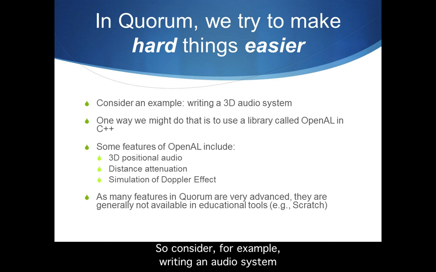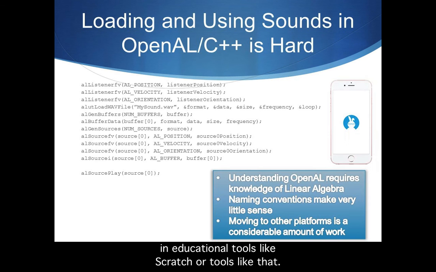So consider, for example, writing an audio system and doing it using commercial scale applications, one of which is called OpenAL in C++. And some of the things you might do with this would be make a sound and spin it around your head in positional audio, or do distance attenuation as the sound gets closer or farther to you, or simulate Doppler effect when it goes around the scene, like wow, stuff like that. Many of these kind of features are actually only really available in commercial applications, so they're generally not the kind of thing you would see in educational tools like Scratch or tools like that.